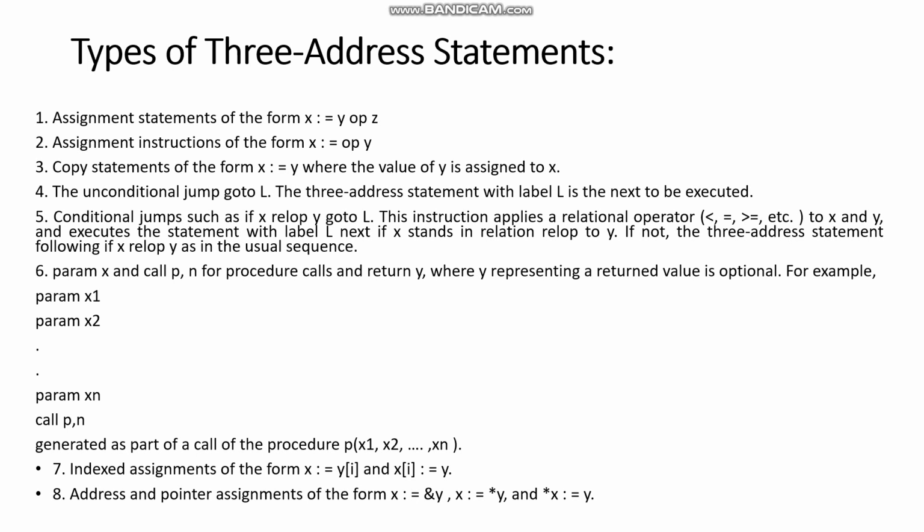Third is the copy statement of the form x = y, where value y is assigned to x. Fourth, unconditional jump, goto L, where the three address code statement with label L is the next to be executed. No condition will be checked directly. Next is a conditional jump, such as if x relop y goto L.